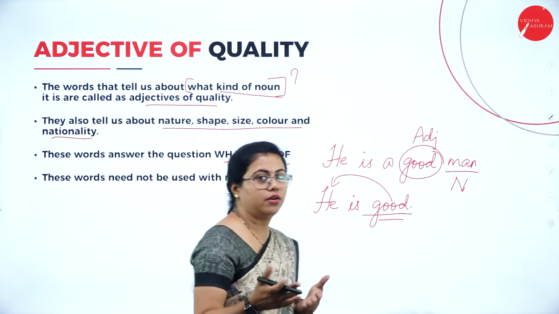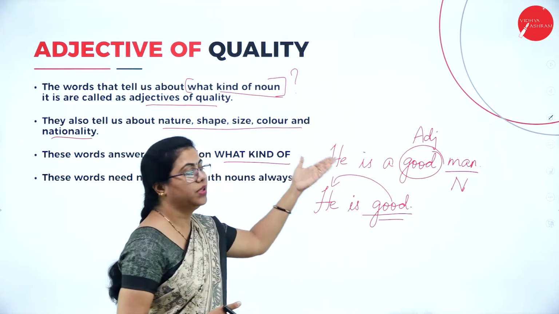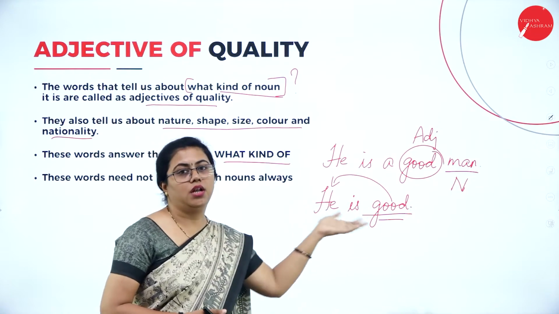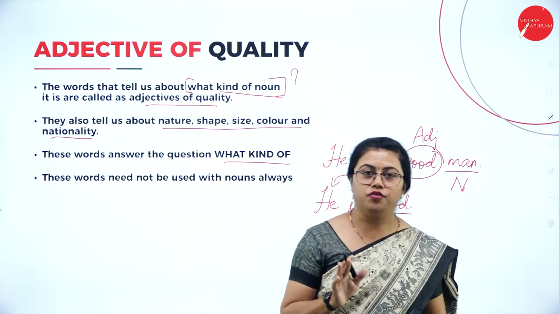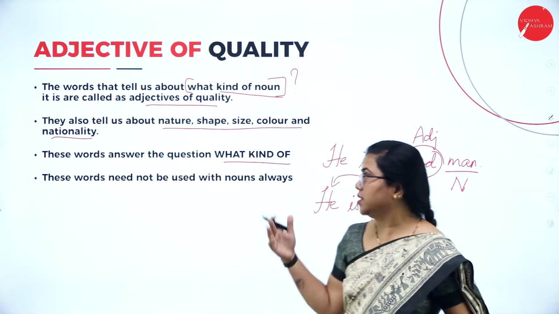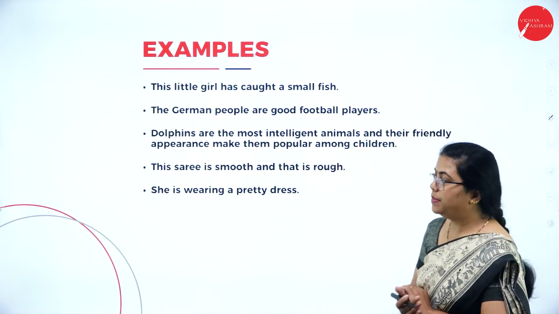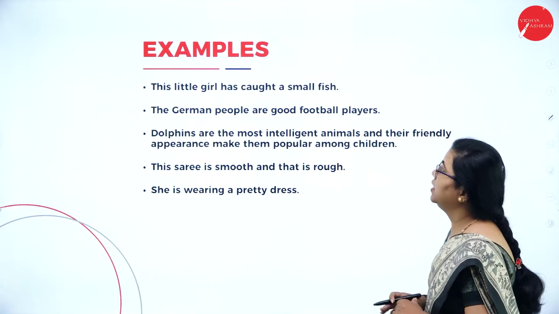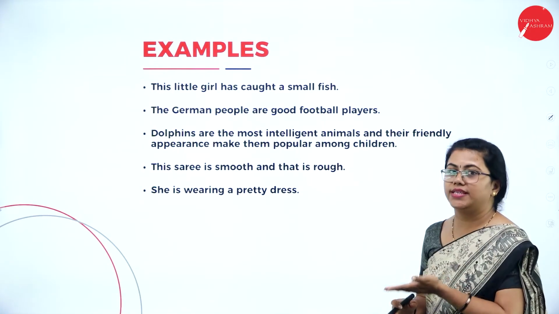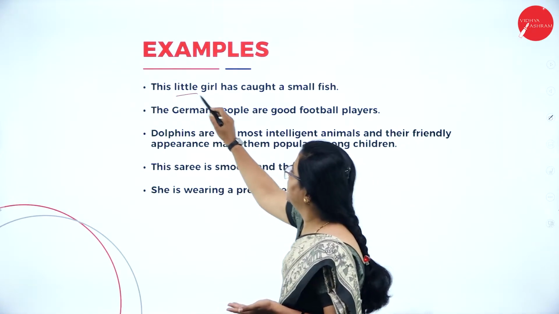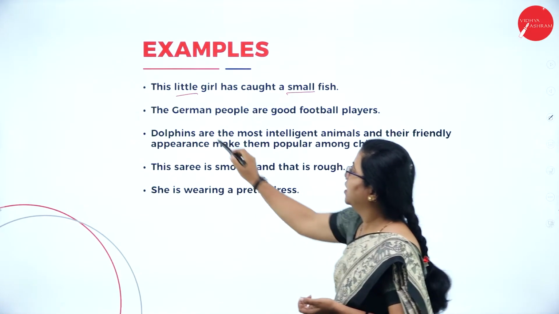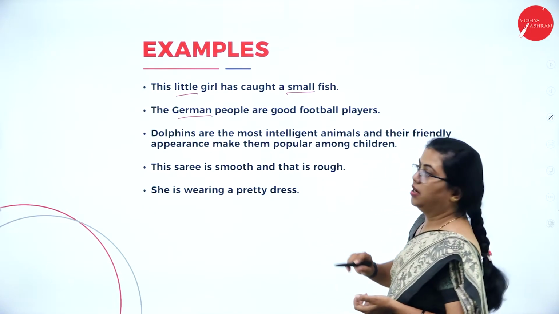So there are sentences wherein you can use it with a noun, or without a noun also is possible, but this is possible only with adjective of quality. Fine. So let us move on to a few examples which you can see here. This little girl has caught a small fish. Those are the examples which I gave you before. So all these are here. You can see the size here. Fine. The nationality here.